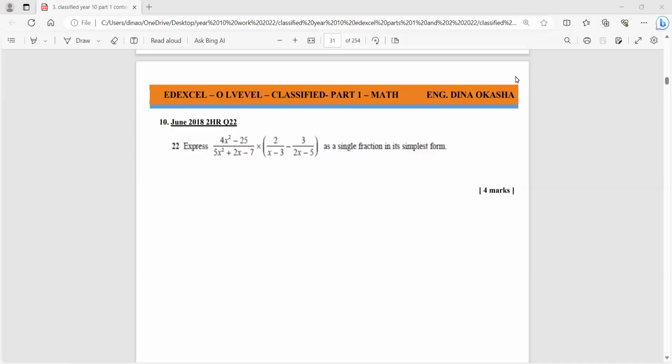Hello, everyone. I'm back again with the last part of combining algebraic fractions. And this part is part 3.